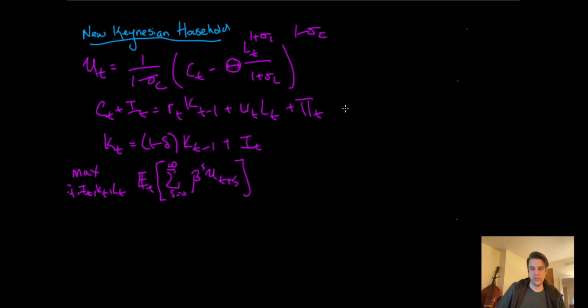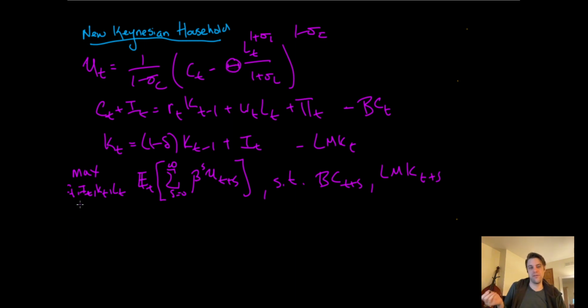Let's call this BC_t for budget constraint, and let's call this LMK_t. So I can just write subject to BC_{t+s}, LMK_{t+s}. So there's actually infinite of these Lagrange multipliers. In principle, we should be maximizing with respect to C_t, C_{t+1}, C_{t+2}, C_{t+3}. The key insight is that once you solve it once, you solved it for all periods. So you don't actually have to worry about all of the future ones.